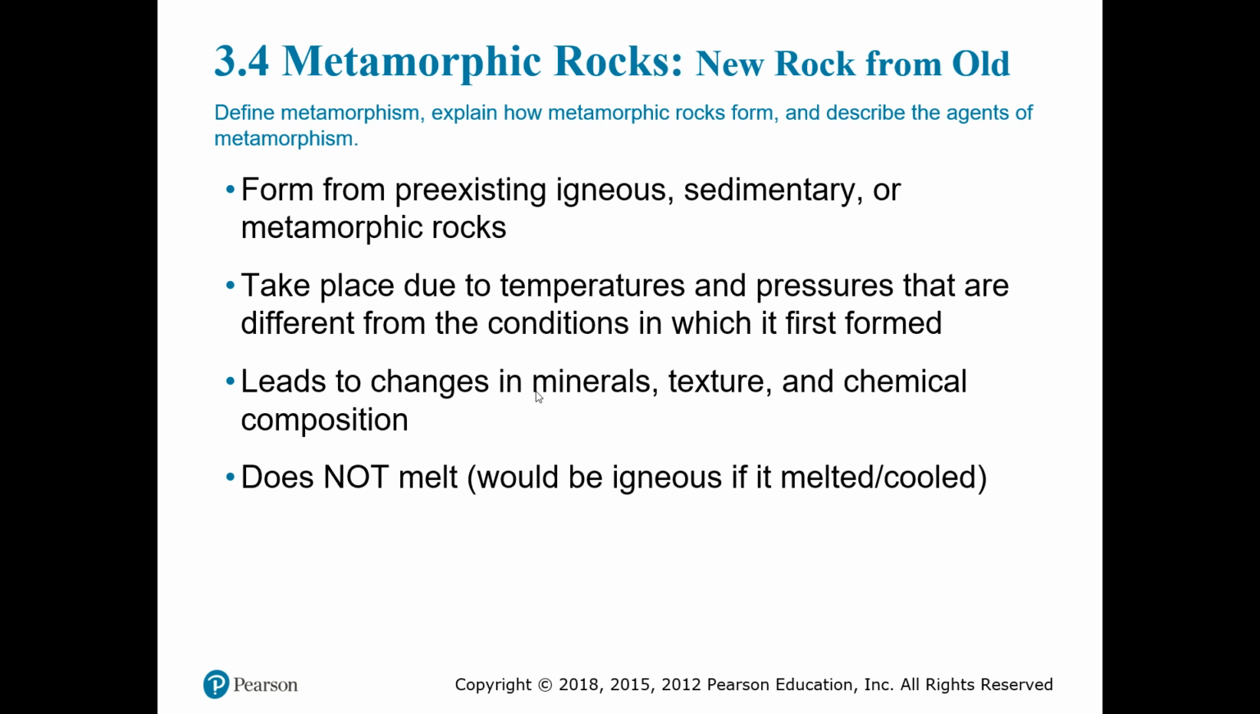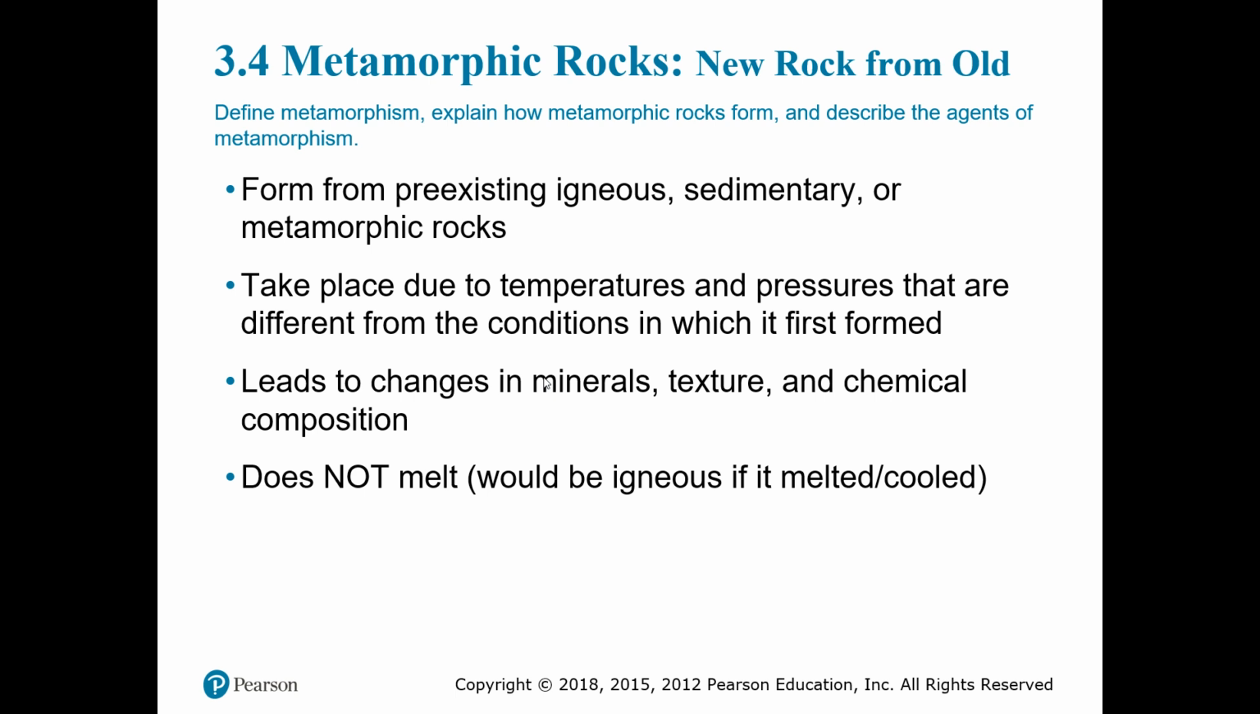Section 3.4 talks about metamorphic rock, which is a pre-existing rock that changes in some way because its environment is different from how it formed, or the place it formed, or the conditions under which it formed. It's important to note here that although temperature and pressure play a key role in transforming one rock to another type of rock, the rock cannot melt.